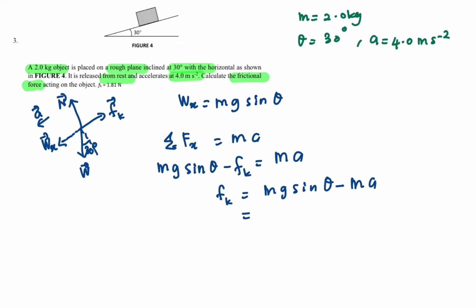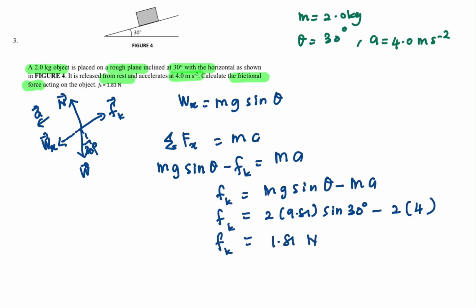Okay, substitute all the value given. 2 times 9.81 times sine 30 degree minus 2 times acceleration is 4, and then you calculate and you will get 1.81 Newton for your kinetic frictional force. Sorry, Newton.